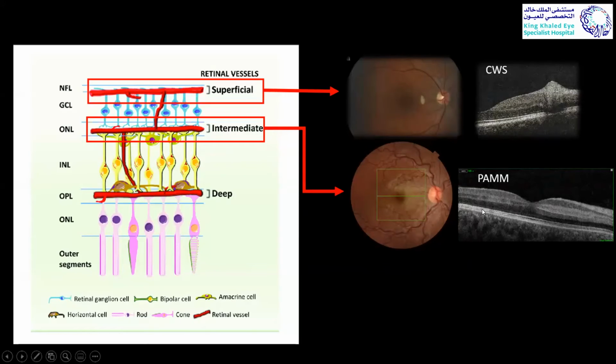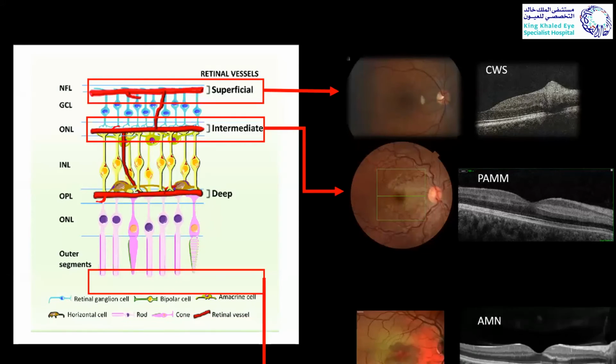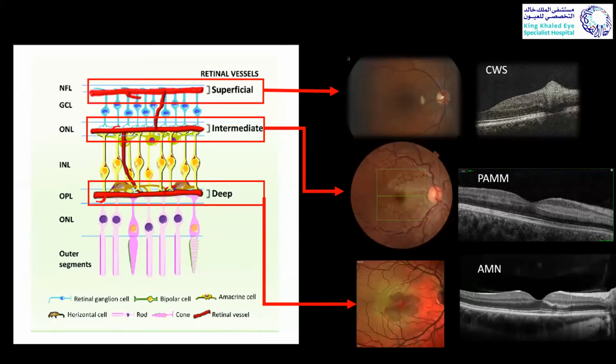So PAM is not a diagnosis, but it's an OCT finding indicating intermediate retinal capillary plexus ischemia that can be associated with cilioretinal artery occlusion, as in this case, or ischemic CRVO, or anything that can affect this layer. The deep capillary layer in the retina usually gives the AMN, or acute macular neuroretinopathy, and you can see this hyperreflective line affecting the outer plexiform layer.